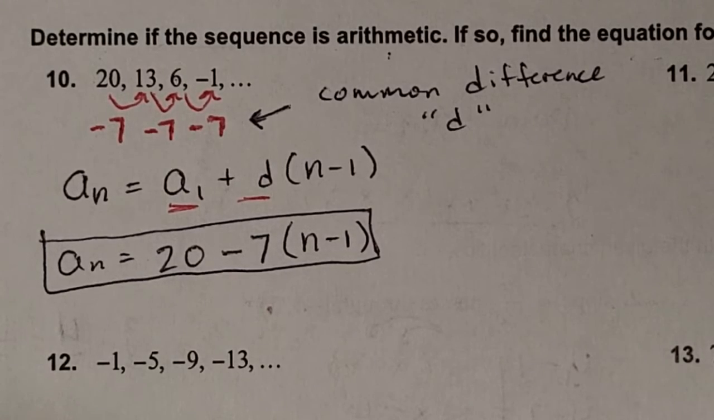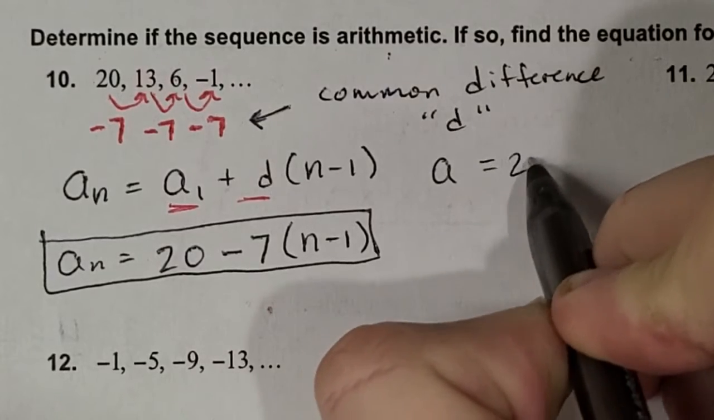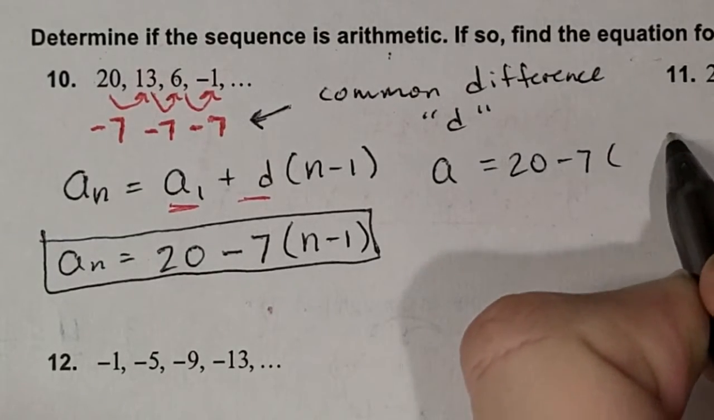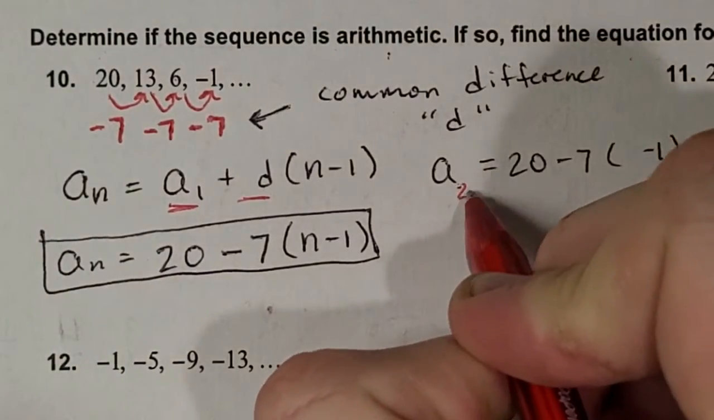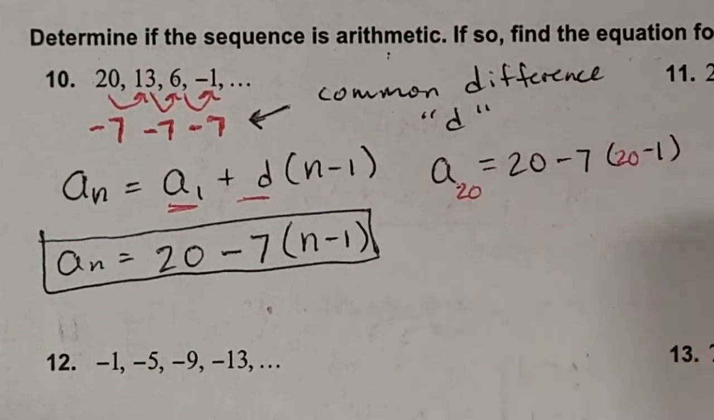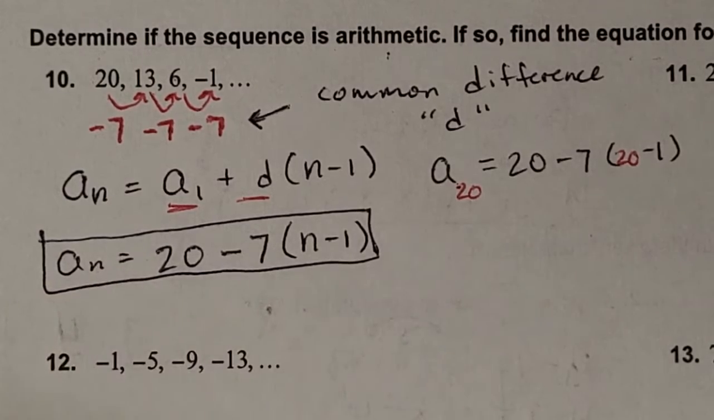Now if I want to find the 20th term, I'm going to use that equation. Okay. And I am going to say if I want my 20th term, that means n equals 20. Don't forget n is just the number term here. So my first term has a 1 here. My second term has a 2, so on and so forth.